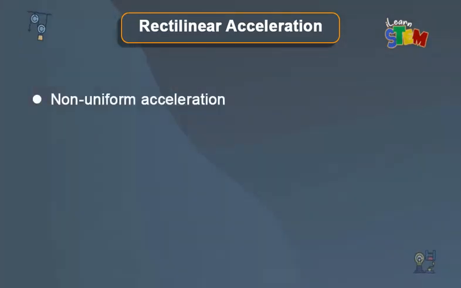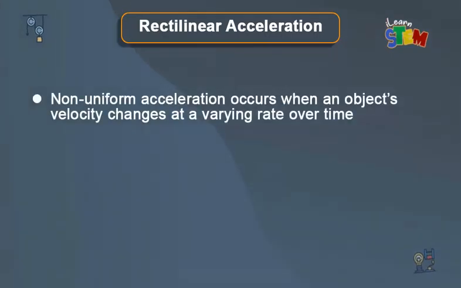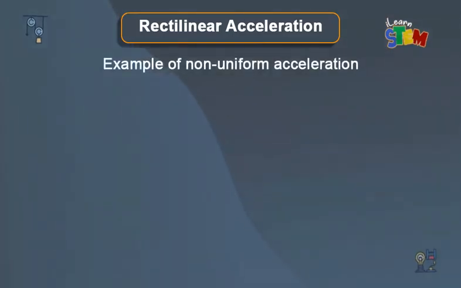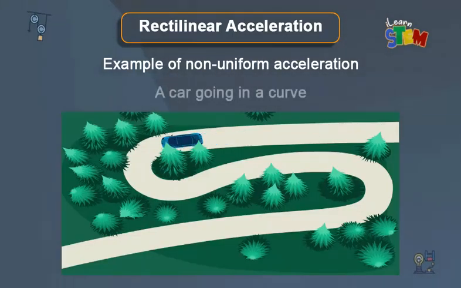Non-uniform acceleration. Non-uniform acceleration occurs when an object's velocity changes at a varying rate over time. In other words, the acceleration is not constant throughout the motion. An example of non-uniform acceleration is a car going in a curve. The acceleration of the car changes as it turns.